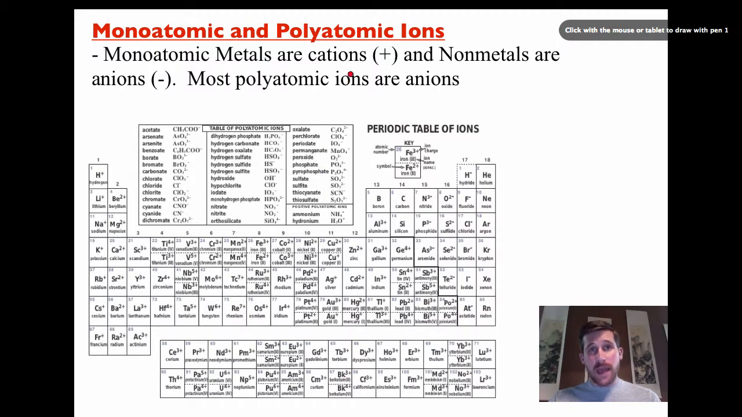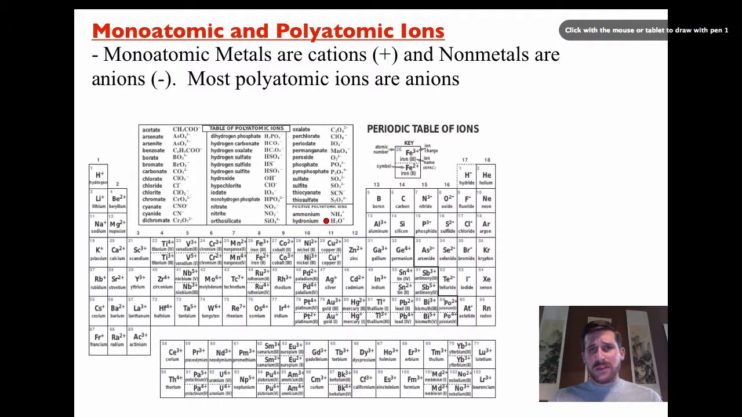Metals are always going to be cations, or positively charged. Nonmetals are going to be the anions, or negatively charged, so those guys are negative. Make sure you know that most polyatomic ions are anions, so those are the negative ones again. And this is kind of a nice summary here. I did post this periodic table of ions in this folder on Schoology, so check that out. Make sure you know these ions, the polyatomic ones, okay?